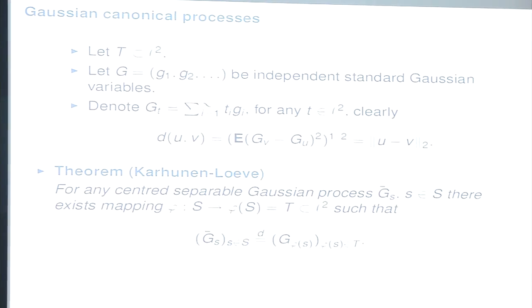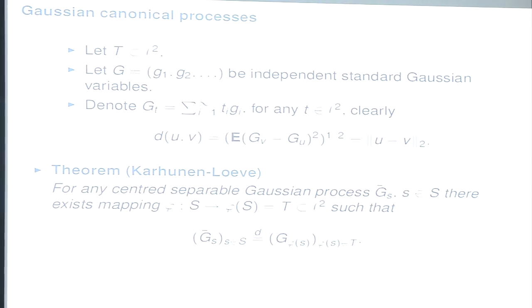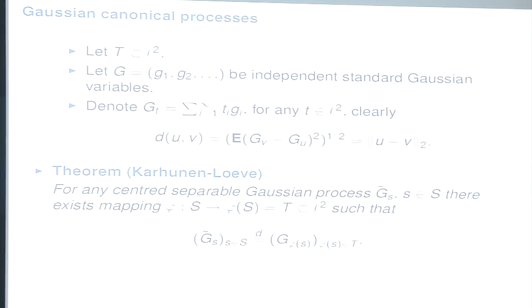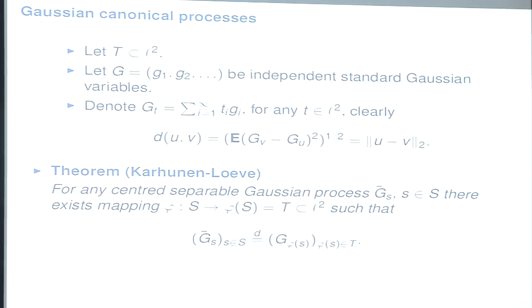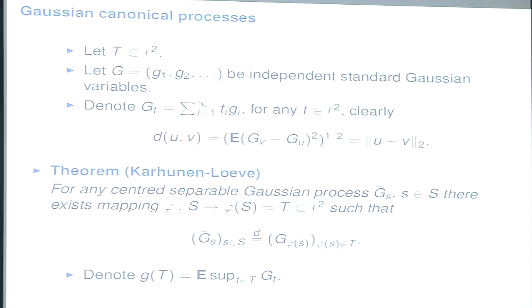And why there is a special role of this Gaussian canonical process is because when we have any Gaussian process, then whenever it's separable, we have a Karhunen-Loève theorem. So each such process can be represented in the canonical way, and that's why these canonical processes are famous. And that's why it's important to consider not only Gaussian processes, but also other classes.